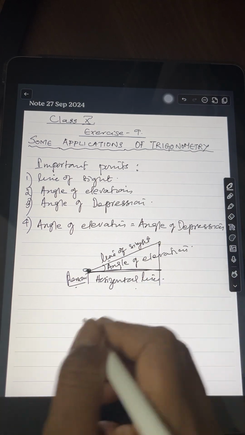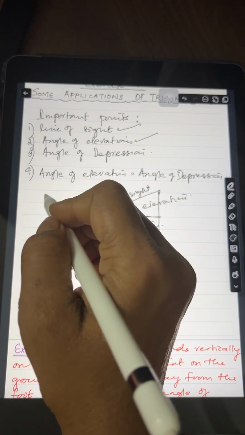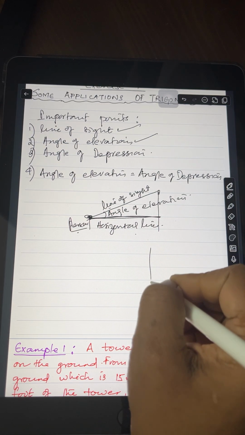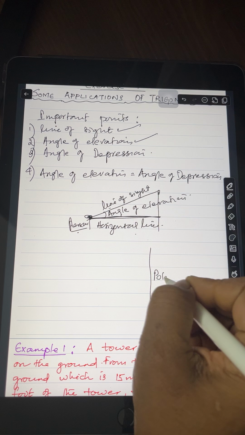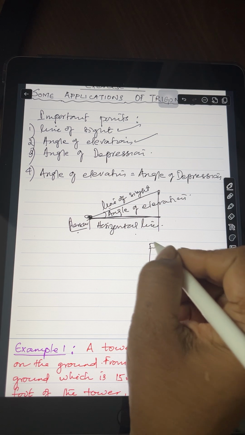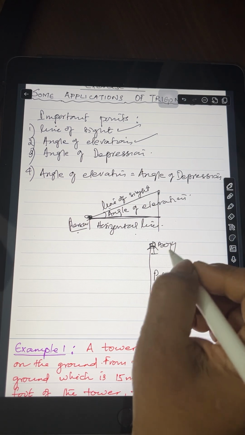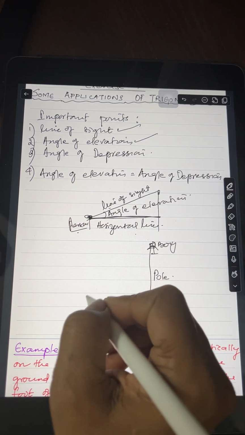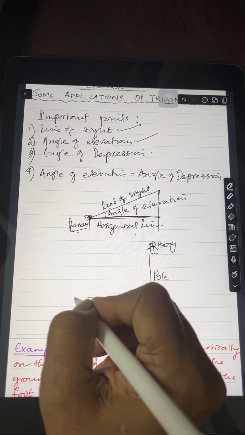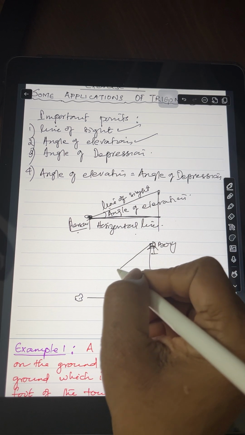Okay. Now, you understand angle of elevation and line of sight. What is angle of depression? Suppose this is a pole and a boy is standing here. Now he is looking down at an object. Suppose there is a stone here. He is looking down, so from the top he is looking down.